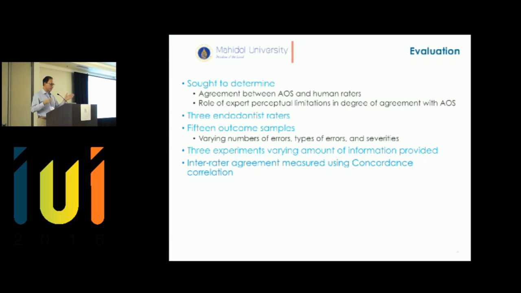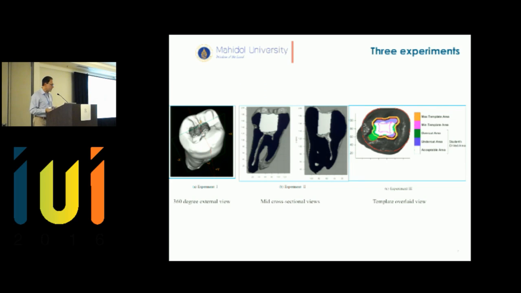And so we worked with 3 endodontist raters. We had 15 outcome samples with a variety of different kinds of errors. And we ran 3 experiments providing different amounts of information. And then we looked at concordance correlation, which I think is the right way to look at this inter-rater agreement. So these are the 3 experiments.